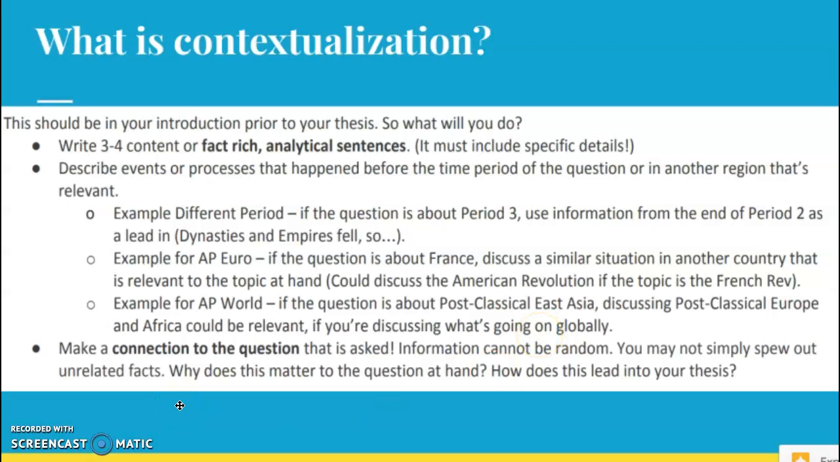Whatever you do, make a connection to the question that is asked. Information cannot be random. You may not simply spew out unrelated facts. That is a huge mistake that a lot of students make. You do not want to do that. Whatever you give me as far as contextualization goes, you have to discuss why this matters to the question at hand. How will this information lead into your thesis? So let's look at an example.